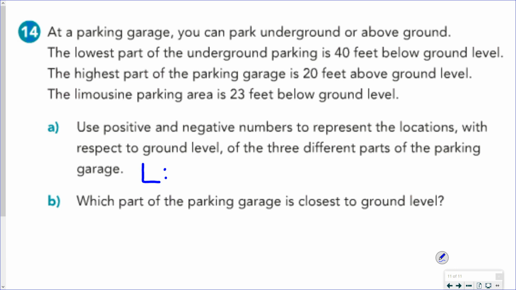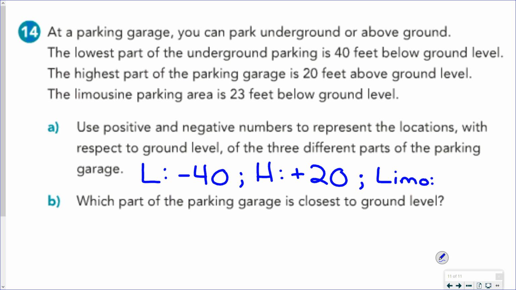So if we start with the lowest, it is 40 feet below ground level, so that would be a -40. The highest part of the parking garage is 20 feet above ground level. That would be a +20, or you could just put 20. And then finally, the limousine parking, it's 23 feet below ground level. So that would be -23. And then part B, which part of the parking garage is closest to ground level? 20 is the one that's closest to 0, so the highest part is closest to ground level.